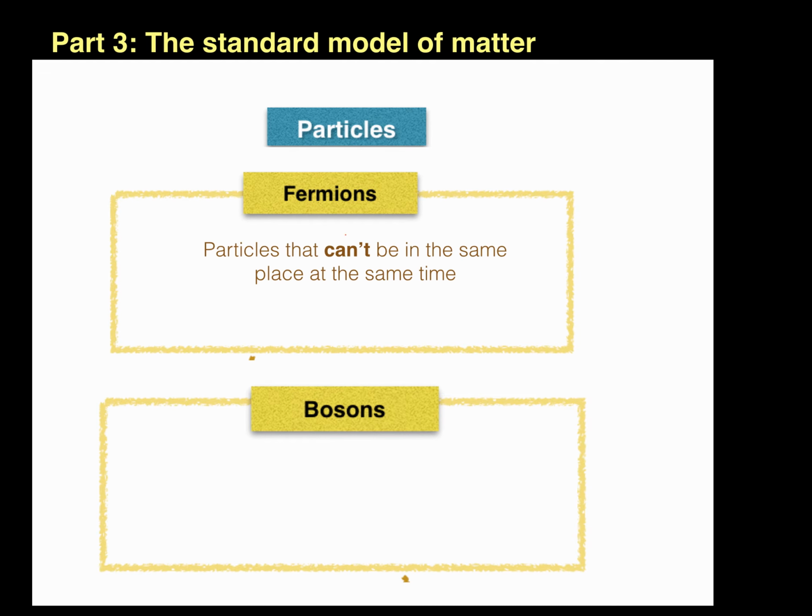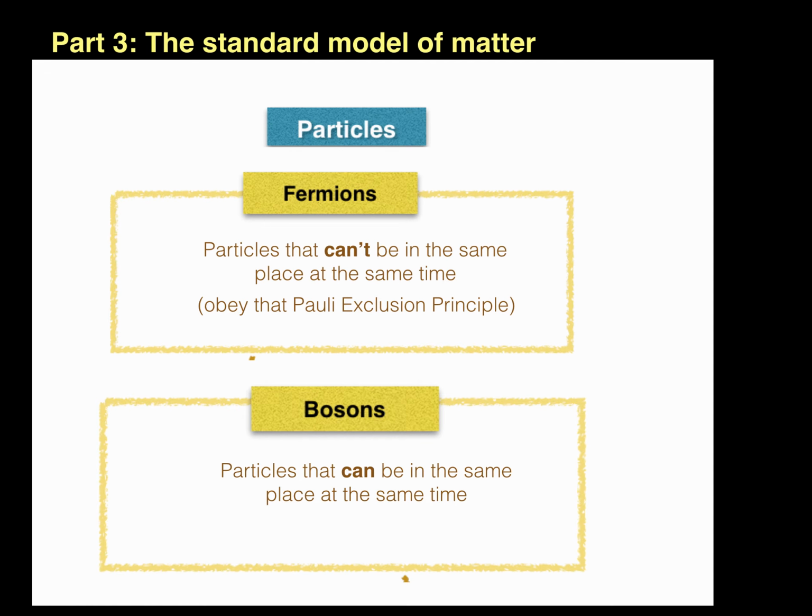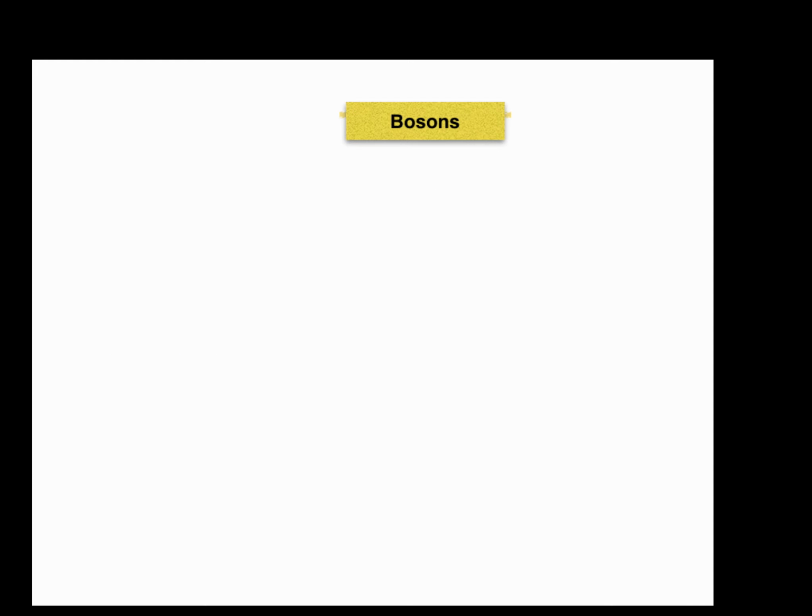Fermions are particles that can't be in the same place at the same time. This is a law called the Pauli exclusion principle. Fermions obey the Pauli exclusion principle. Bosons are particles that can be in the same place at the same time. They don't obey the Pauli exclusion principle. We'll start by looking at some bosons.